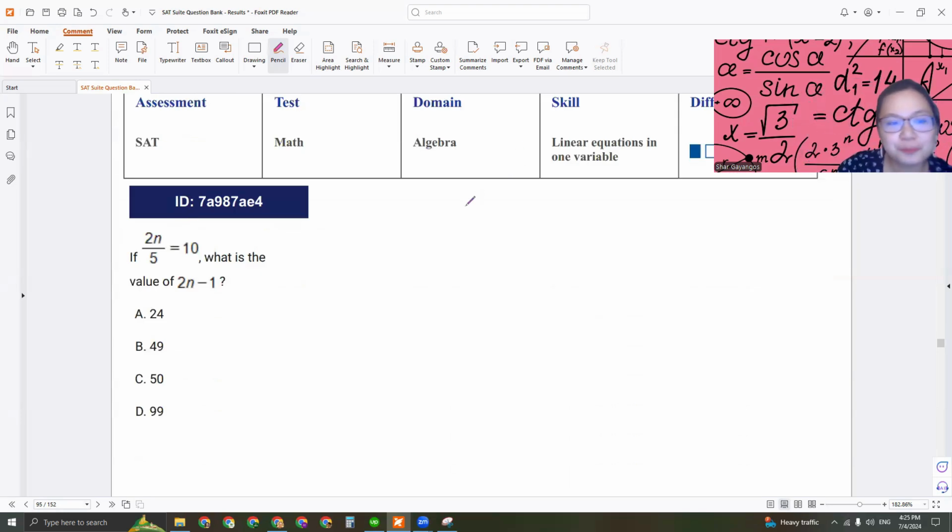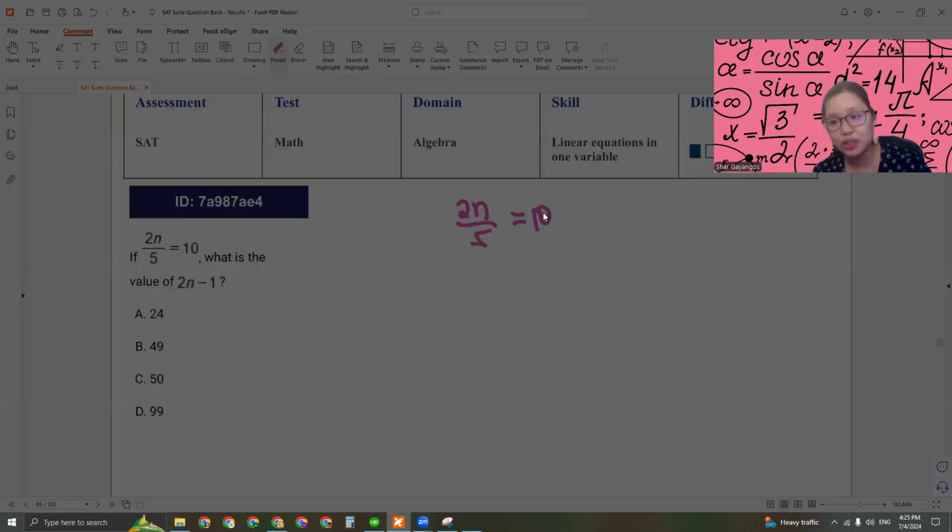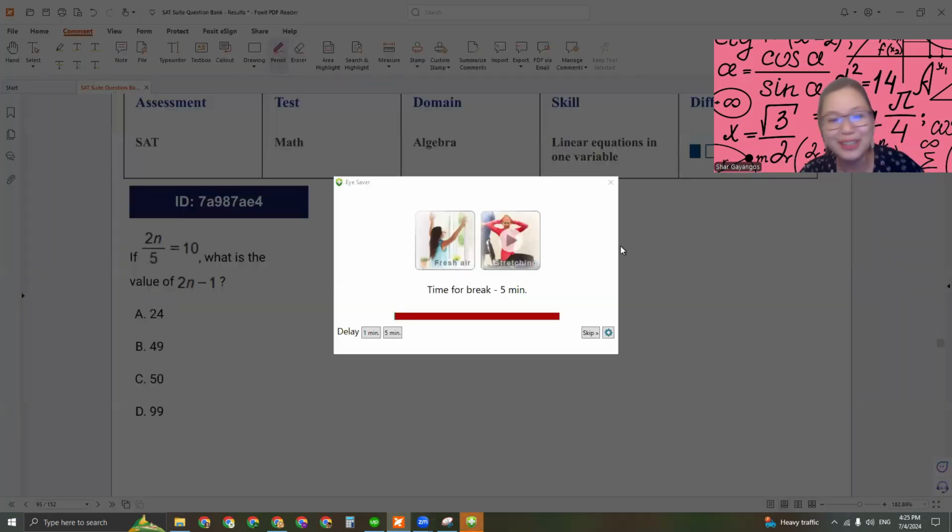So we have 2n over 5 is equal to 10. I think in the past video, questions 76 to 91, we've been working with similar questions like this. And as I've been saying, there are two ways to solve this. And I want you to start thinking smartly and start being able to manipulate algebraic expressions as early as now.